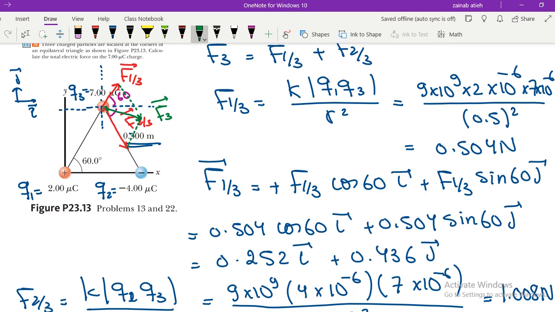Okay, so if Q3 was to move, it will move in the same direction as F3. Okay, but this is not required for us. We're only concerned in finding the force acting on the charge.